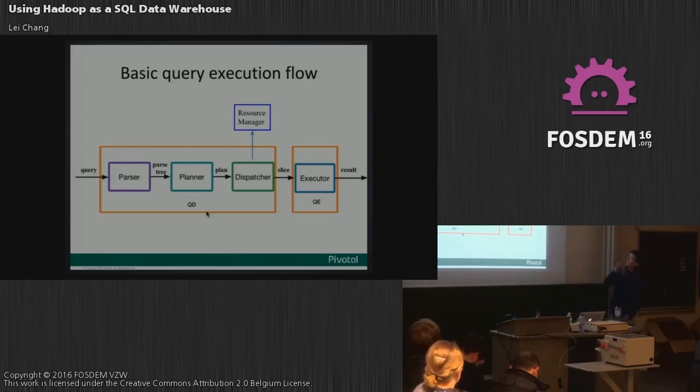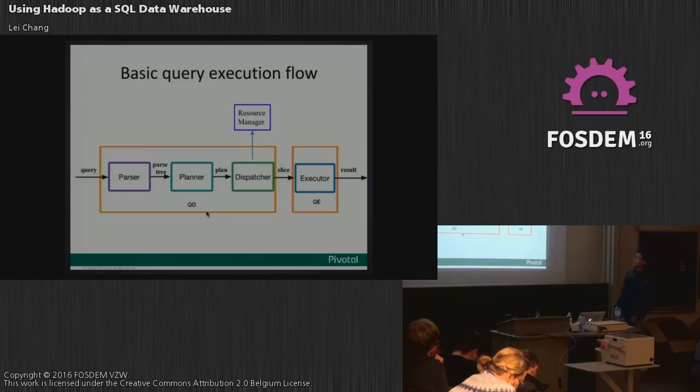And this is the basic query execution flow. After a query comes, you first go to the parser. After the parser, we get a parse tree. The parse tree is given to the analyzer; here I omitted that component. The analyzer will do some semantic analysis. For example, it will check whether the columns accessed in the query exist, and it also does some other semantic analysis.